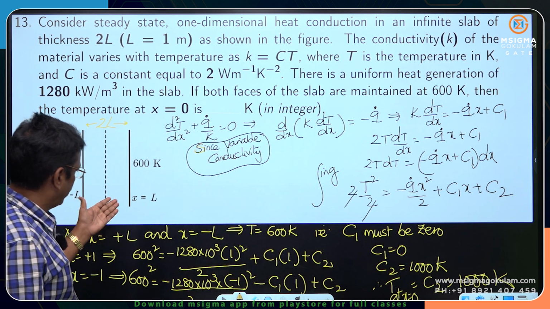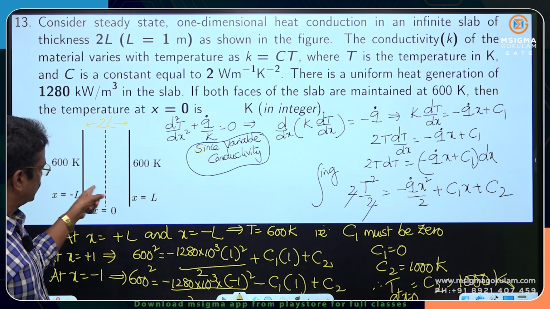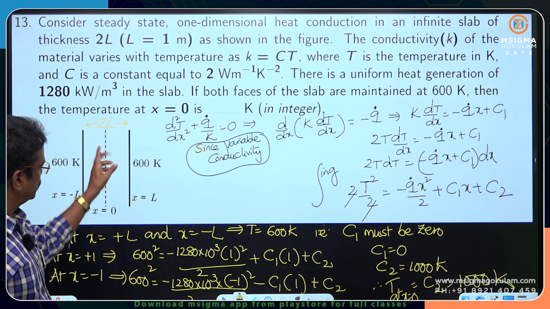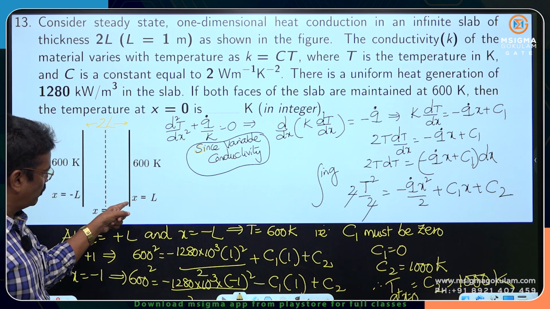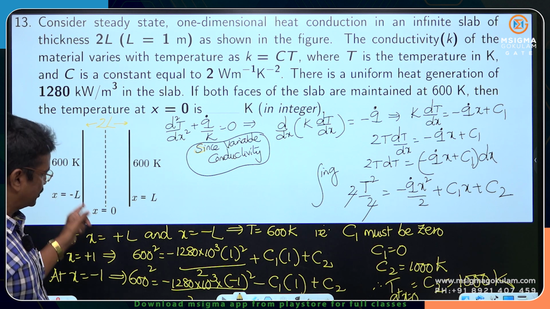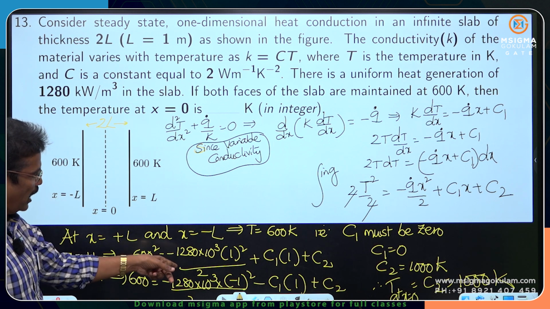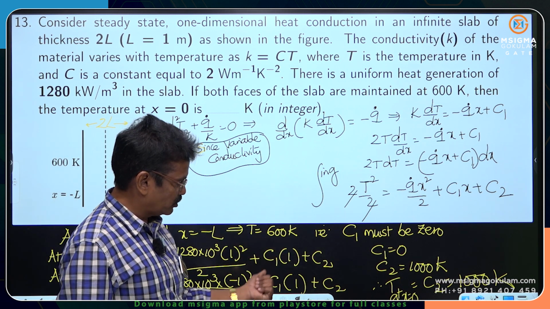Those two constants of integration are obtained from two boundary conditions. This is 1 meter, this is 1 meter as given. L is the total, it is 2L, this is 1 meter, this is 1 meter. At x is equal to plus 1, 600 Kelvin. At x is equal to minus 1, it is again 600 Kelvin. I have substituted that and we got C1 is 0 and C2 as 1000 Kelvin.